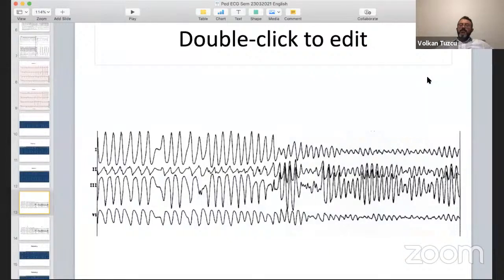Okay, now I want you to pay attention to, I want you to divide the rhythm strip in half. Look at the first half and second half. Do you think there's a difference? Excellent. I'm getting some very nice comments. So some say first part is different than second part. Okay, let's focus on the first part, okay?